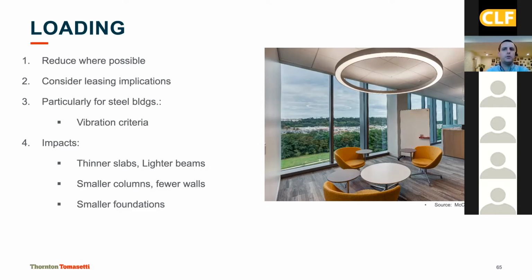So there's a lot that we can think about with loading. Whatever we can do to optimize and reduce loading, if it maintains the flexibility of the building and the resilience of the building for future purposes, we're going to get thinner slabs, lighter beams, smaller columns, fewer shear walls in a seismic region, and smaller foundations. So if we can optimize the requirements on the structure, then the carbon footprint goes down. Next, please.